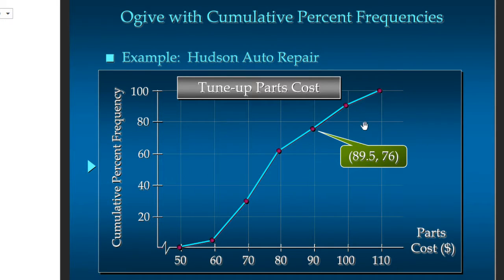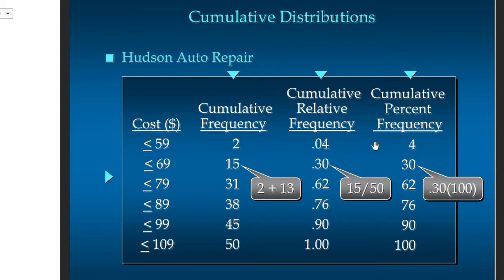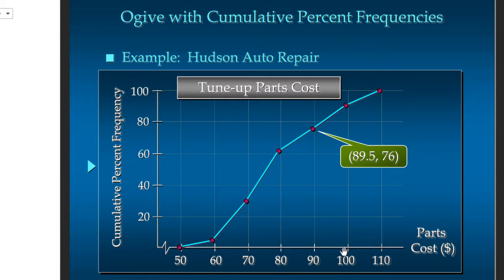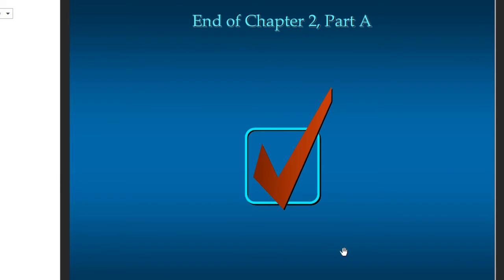So this is another graphical representation of this table, basically from the 50 raw numbers form of data. All right.